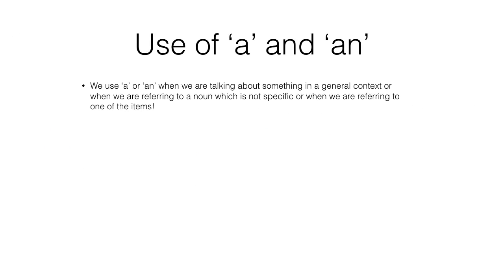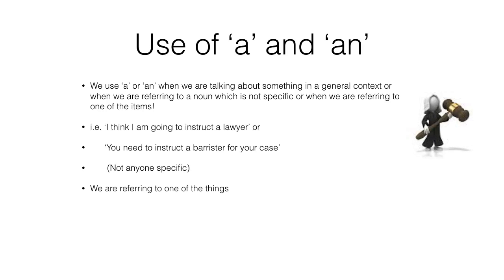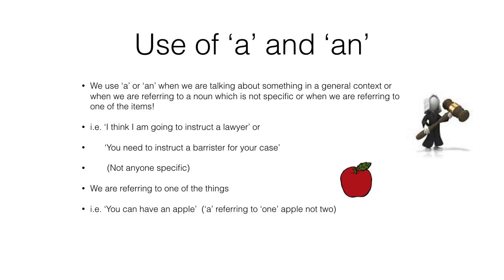Use of a and an. We use a or an when we are talking about something in a general context, or when we're referring to a noun which is not specific, or when we are referring to one of the items. For example, I think I'm going to instruct a lawyer, or you need to instruct a barrister for your case. Here we're not being specific. We can instruct any lawyer, any barrister. We also use a or an when we're referring to one of the things. For example, you can have an apple, referring to one apple, not two. Do you have a piece of bread? A referring to one, not two.